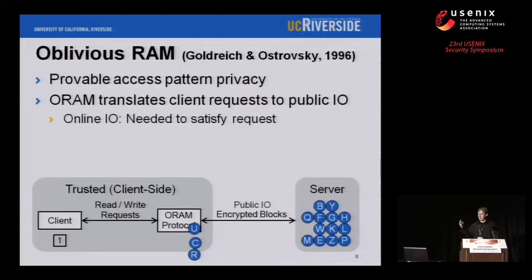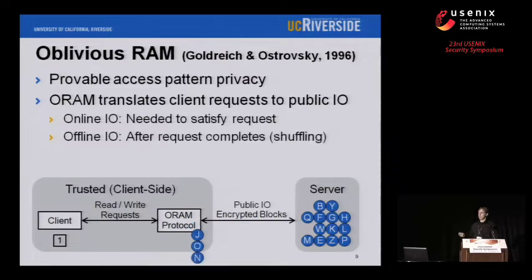So that is the part of the I/O that we call the online I/O. At this point, the request can be marked satisfied, and the block has been returned to the client. There's some additional work, which we'll call offline I/O, or commonly shuffling, which is needed in order to prepare the server to satisfy additional requests while maintaining this obliviousness.